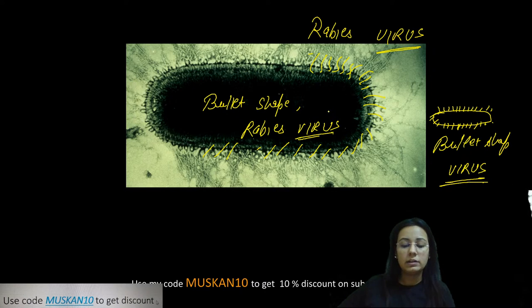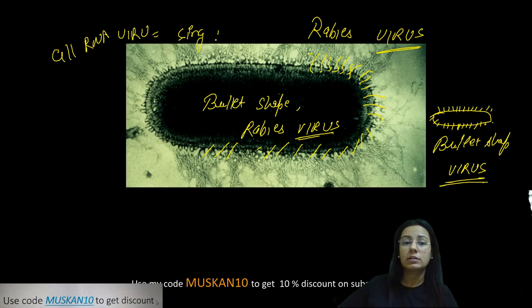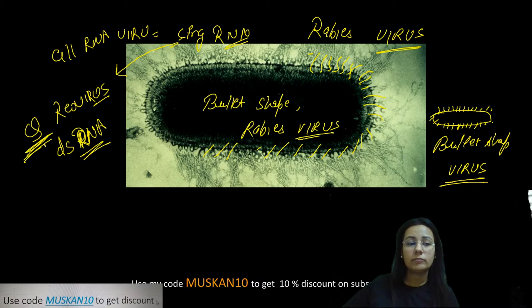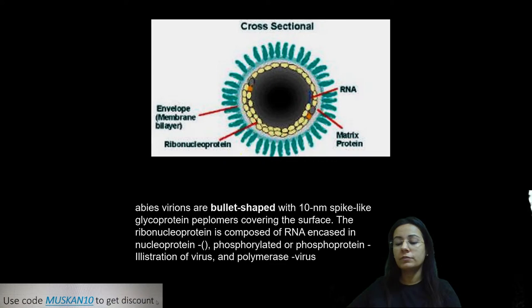Okay, now all the RNA viruses have single stranded RNA. But reovirus is an exception, which has double stranded RNA. So please remember this one exception. Now we'll talk about a few important points of RNA viruses and DNA viruses. So this is the rabies virus, bullet shaped with spike-like peplomers at the periphery, at the outer surface.